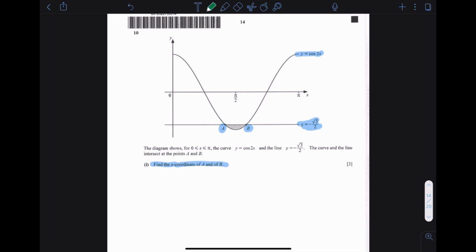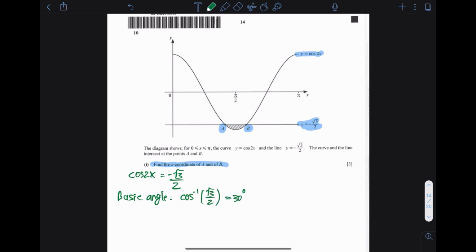Okay, we are going to approach this simply with simultaneous equations. Remember that simultaneous equations solve for the intersection between two equations. So simply just put cosine 2x equals negative root 3 over 2. Now we need to find out this. Let's do the basic angle. The basic angle will be cosine inverse of root 3 over 2. Okay, this is 30 degrees.